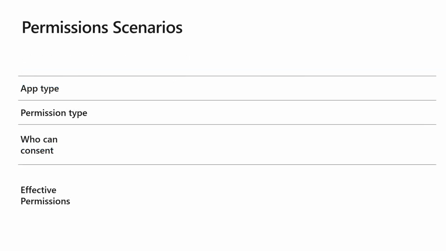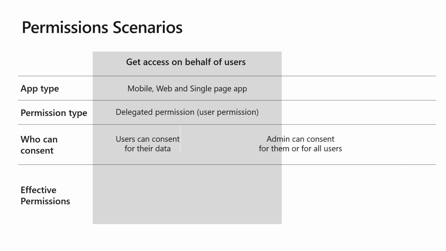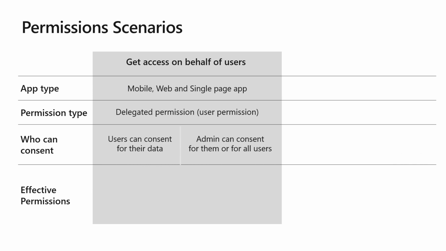There are two main permission scenarios. The first is where the app is getting access on behalf of one or more users. This is usually the case for mobile, web, or single-page apps. These apps generally use delegated permissions, which also might be referred to as app plus user permissions, scopes, or simply user permissions, depending on who you ask. Users can usually consent to delegated permissions that grant access to their own data, but admins will need to consent for higher privilege delegated permissions. Admins can also consent to delegated permissions on behalf of the entire organization.